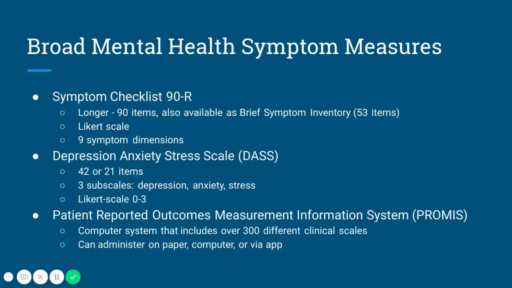There's also the Patient Reported Outcomes Measurement Information System, which is really an electronic system that includes over 300 different clinical scales on psychological and physical health. And this is a really useful tool for doctors' offices or larger practices that can support that type of system. But you can administer those things on paper, computer, or via an app. So that is a really helpful tool.